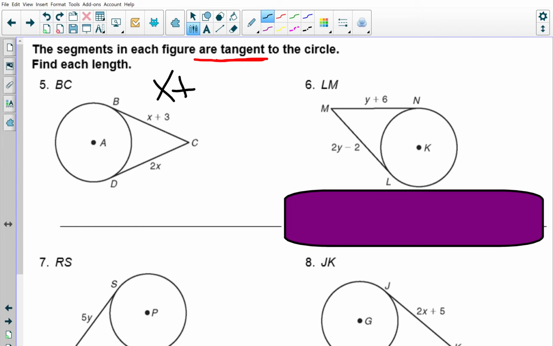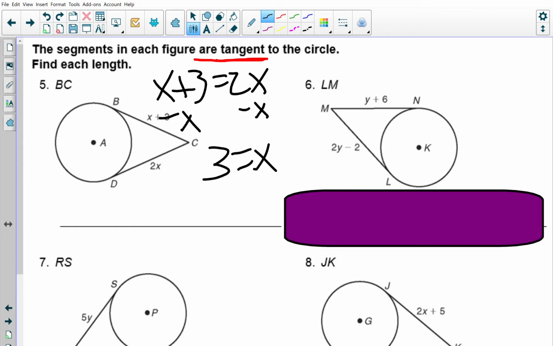x plus 3 has to equal 2x. Therefore, when I subtract x from both sides, I get x equals 3. They want to know what BC is. Therefore, 3 plus 3 is 6. Simple.